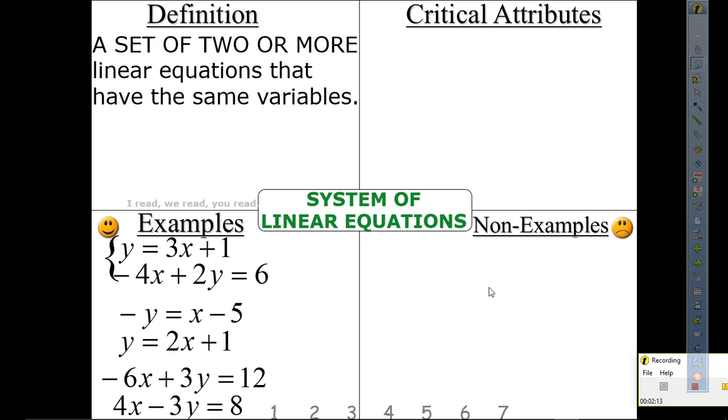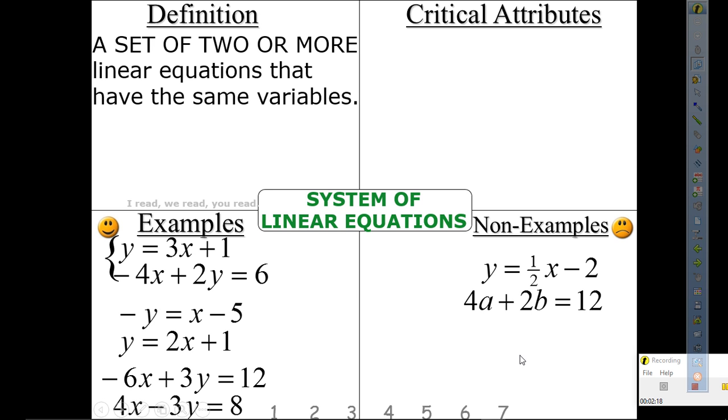Okay, look at this non-example. Tell your neighbor why that is not a system. Why is that not a system? Because it has different variables. That is correct. It's two equations, but this is x and y, and this is a and b. They have to be the same variables.